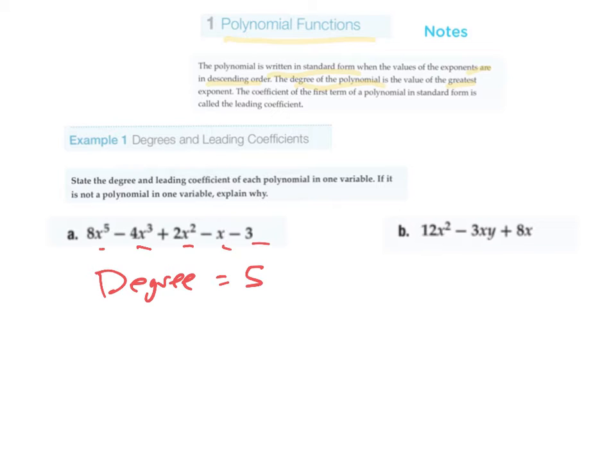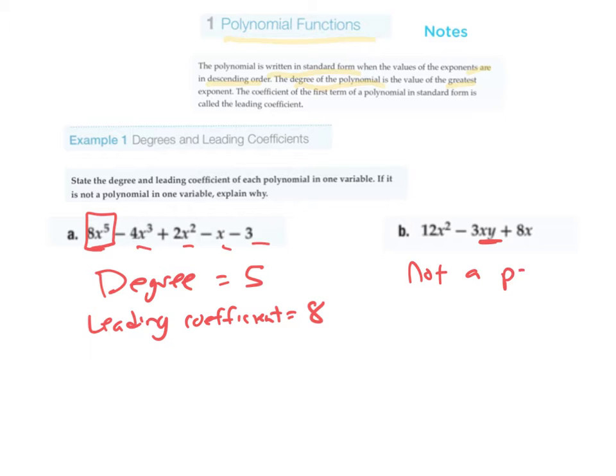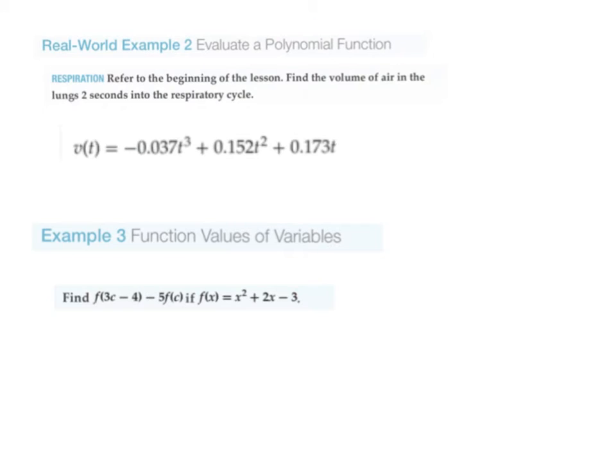But now the leading coefficient is whatever number is in front of that highest degree. So the leading coefficient is 8. That's the number that's in front. That's not an exponent. Now if we look at this other polynomial, it has 2 letters, and since it's not one variable, this is not a polynomial in one variable. And since it is that way, we don't need to do anything beyond that, because we're not going to find the degree or leading coefficient at this time.